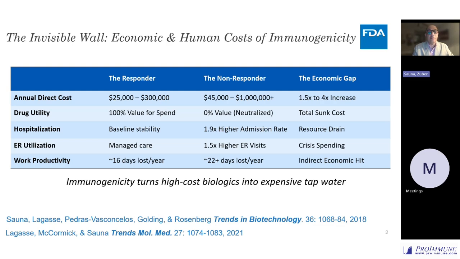And then there is loss of productivity. Many of the people on these drugs lose several days a year from work because of the underlying disease, and if you don't respond to the drug, that only goes up. So it's an indirect economic hit to the person who has the disease as well as to the society as a whole. So what immunogenicity does, in essence, is turn high cost biologics into very expensive tap water.